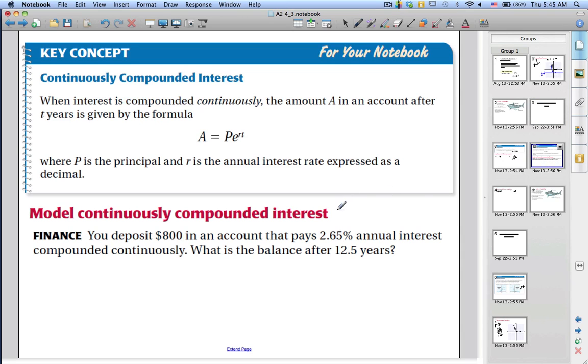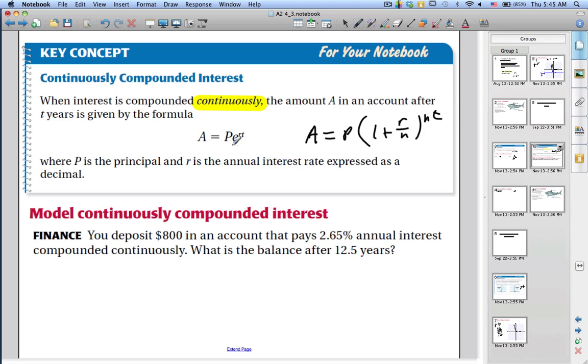And now we're going to talk about continuously compounded interest. So now we have a new formula. And the key for you is, when do you use this formula? When interest is being compounded continuously. So if our interest is being compounded monthly, daily, annually, quarterly, we use the other formula that we learned before, right? That is going to be A is equal to principal times 1 plus r divided by n to the nt power.